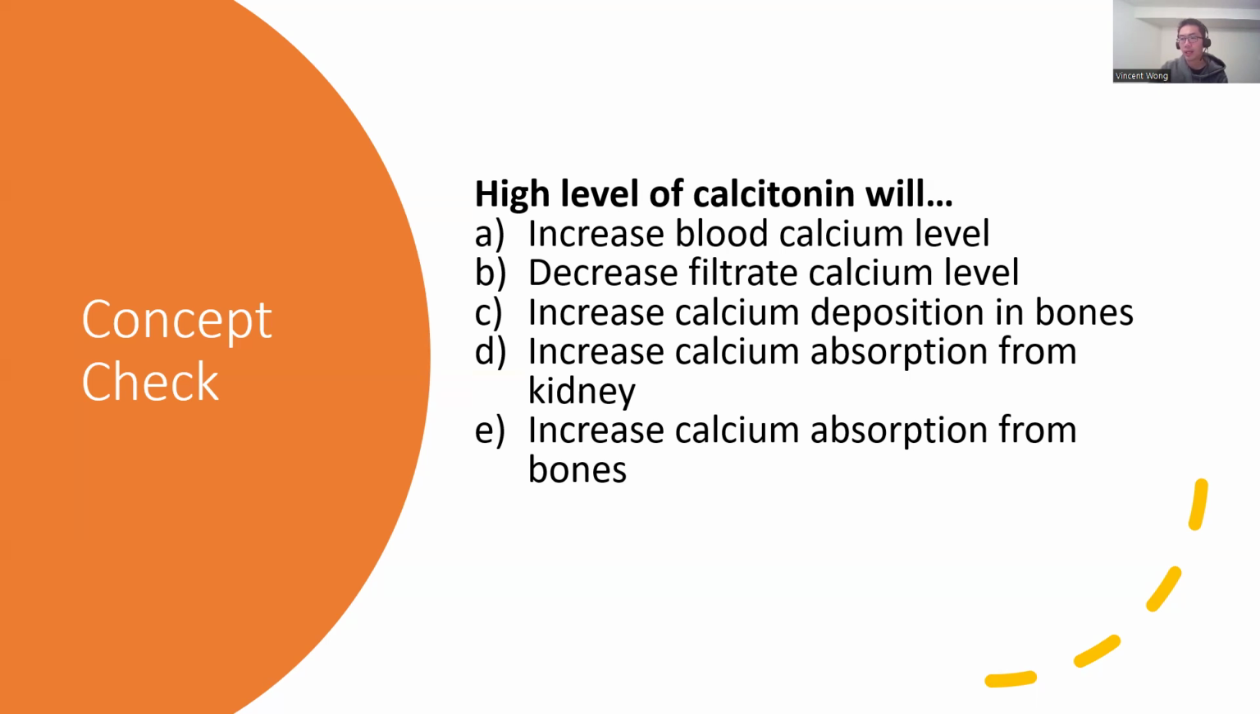Okay, good. So, high level of calcitonin. Remember, calcitonin's job is to bring the calcium level back down when it's too high. So where are you going to put the calcium? You're going to put it in the bones, right? So increase calcium deposition in the bone. All right, someone chose B. It says decrease filtrate calcium level. No, it should be increase filtrate calcium level, because you've got to get rid of the calcium, right? Through the urine in this case.